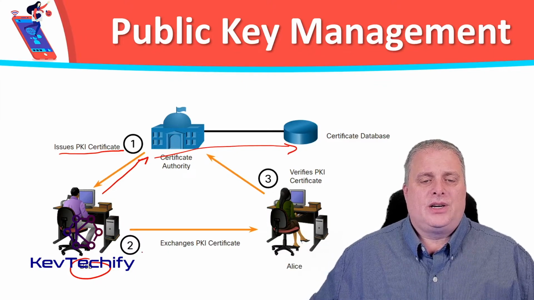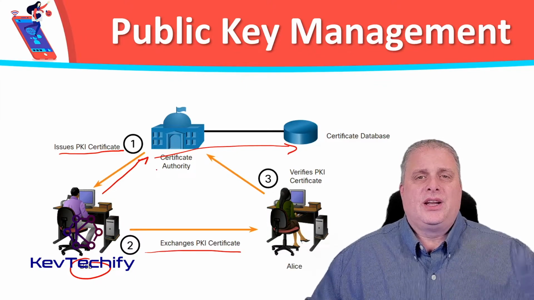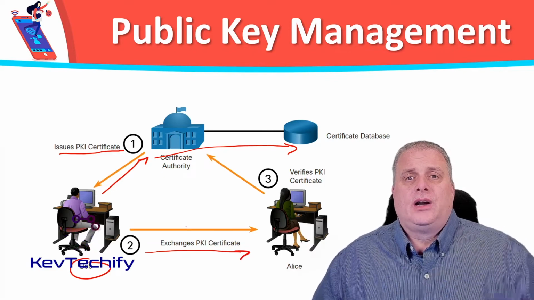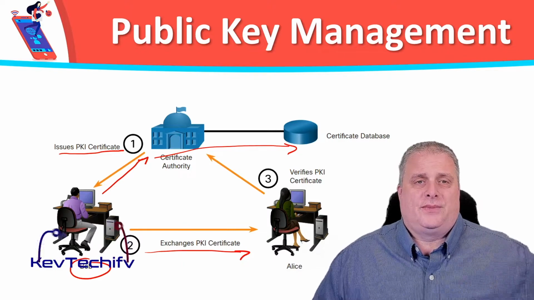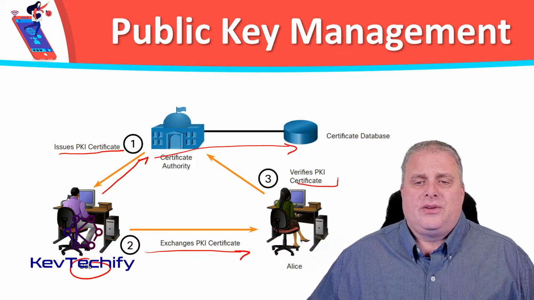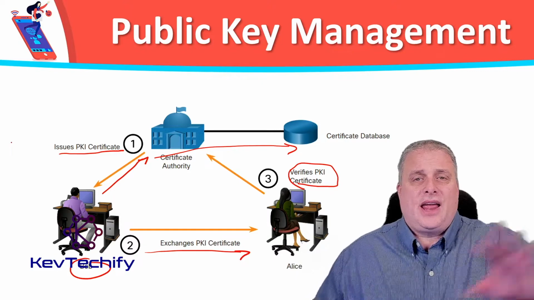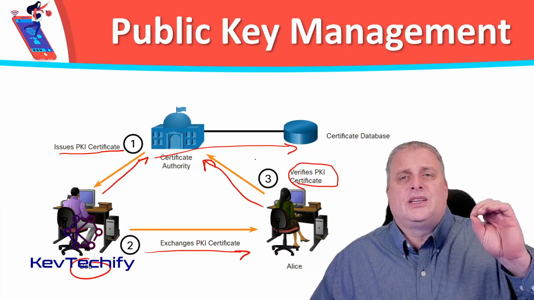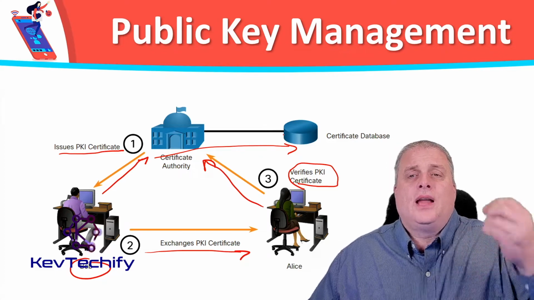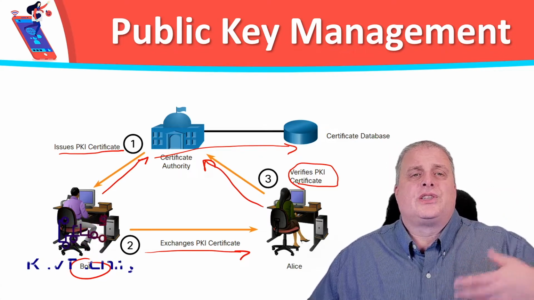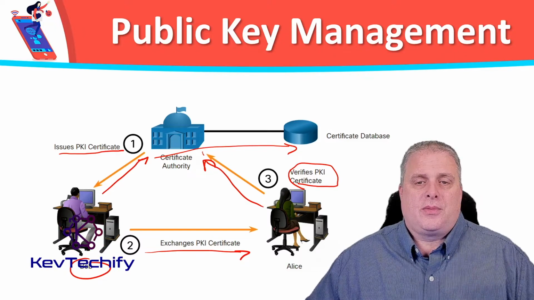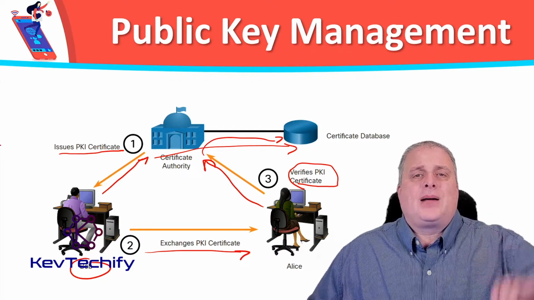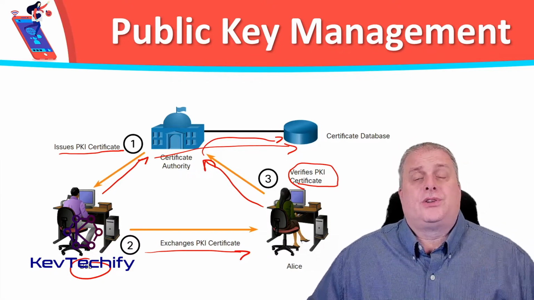The next step here is to exchange that PKI certificate. So Bob communicates with Alice using his PKI certificate. The third step here is we verify the PKI certificate. Alice communicates with the certificate authority using the certificate authority's public key. Now, the certificate authority refers to the certificate database, so it refers back into its database here to validate Bob's PKI certificate.